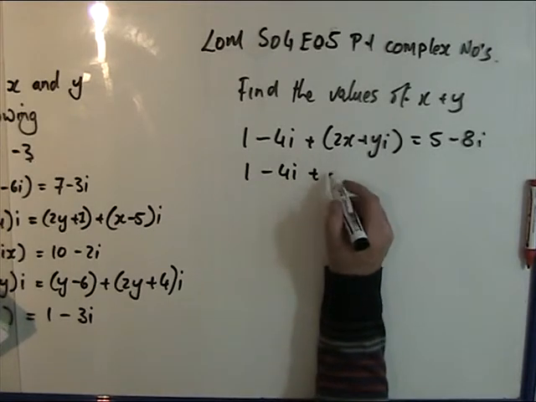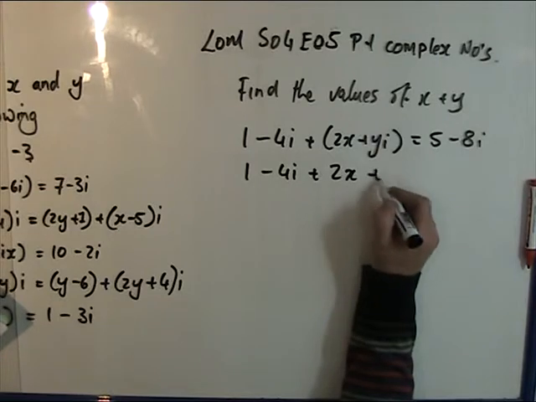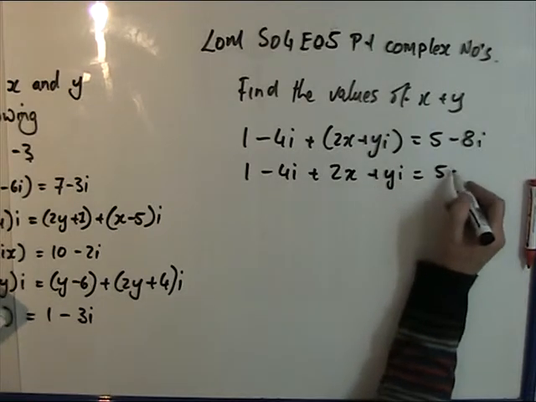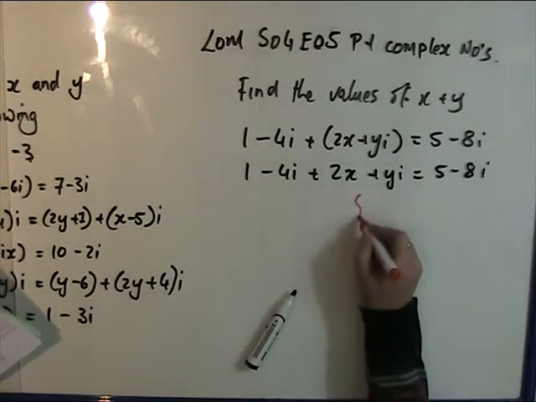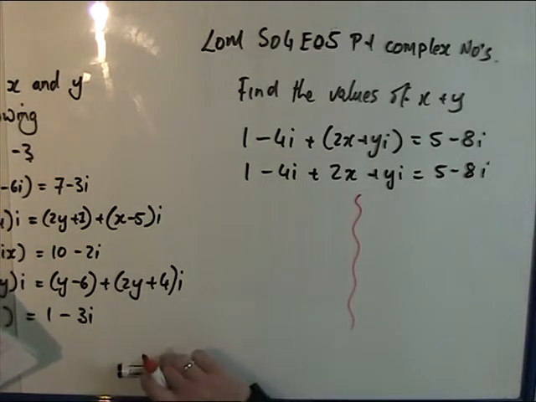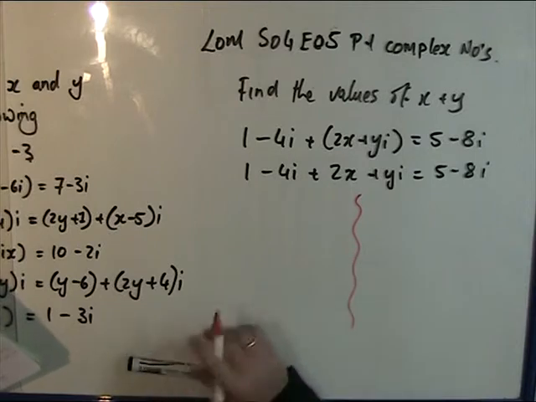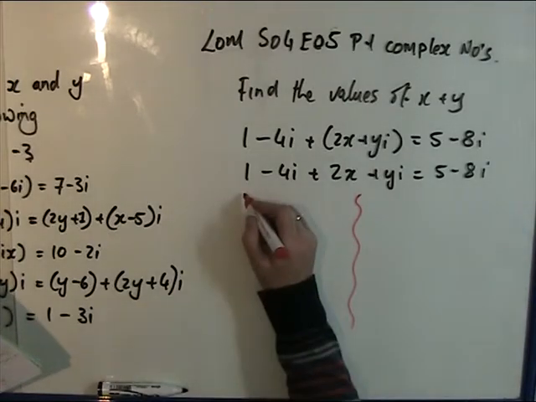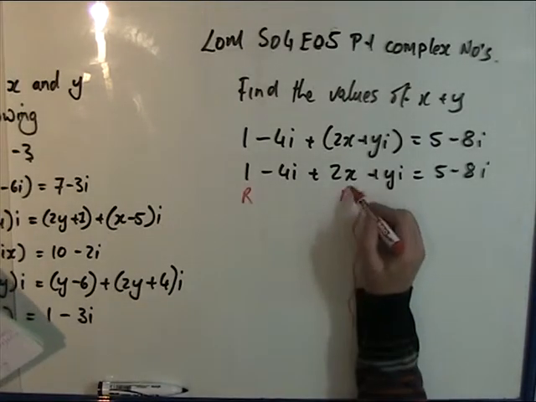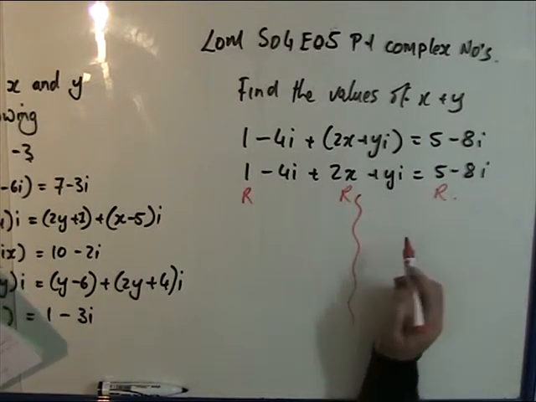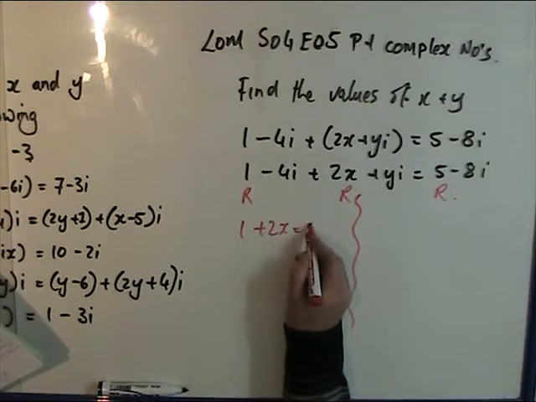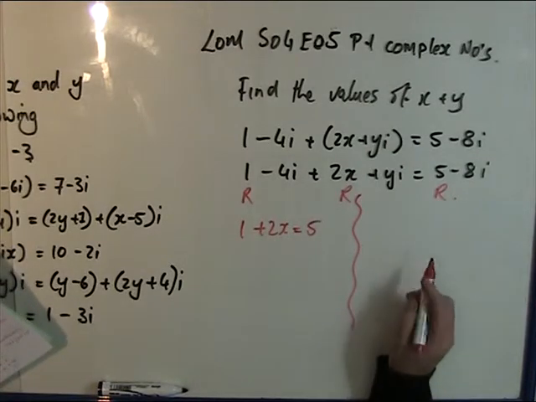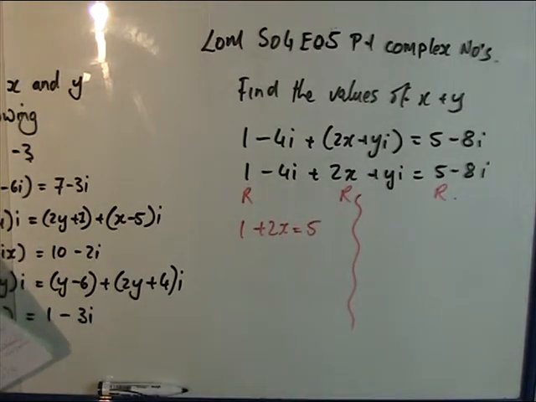So that's 2x. Nothing changes here. yi is equal to 5 minus 8i. Now, I have to break them into two equations. So I'm going to get the real parts with the real and the imaginary with the imaginaries. So I've got real here, and real here. So that's 1 plus 2x is equal to 5. Okay? And I've got the imaginary part.